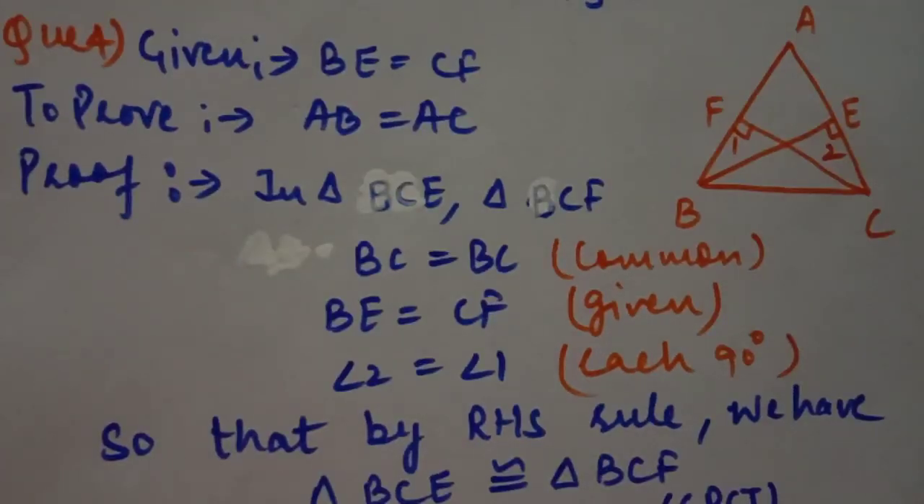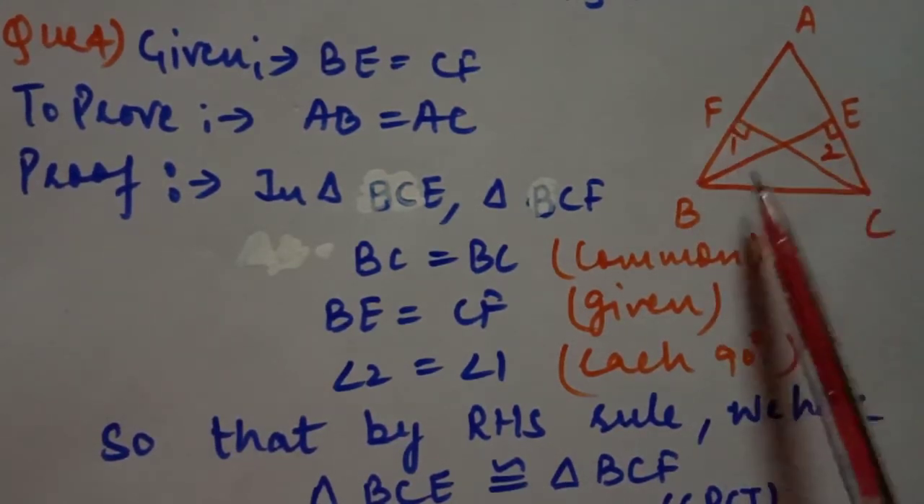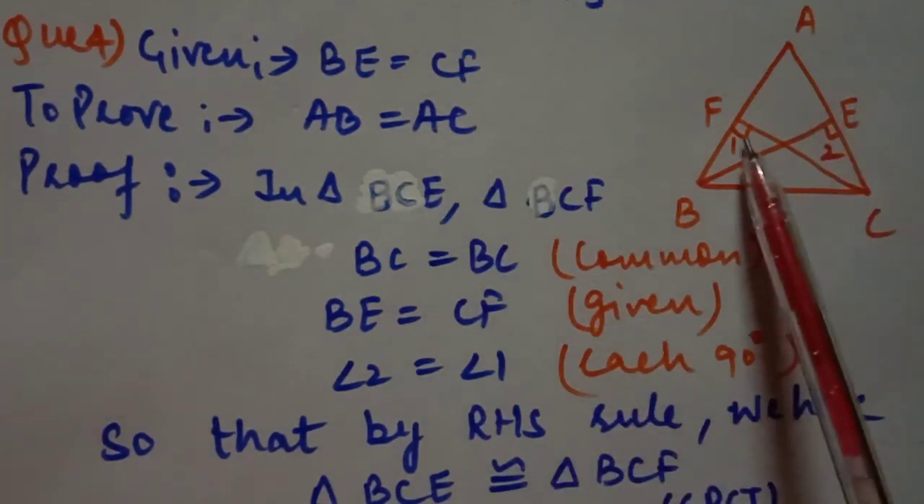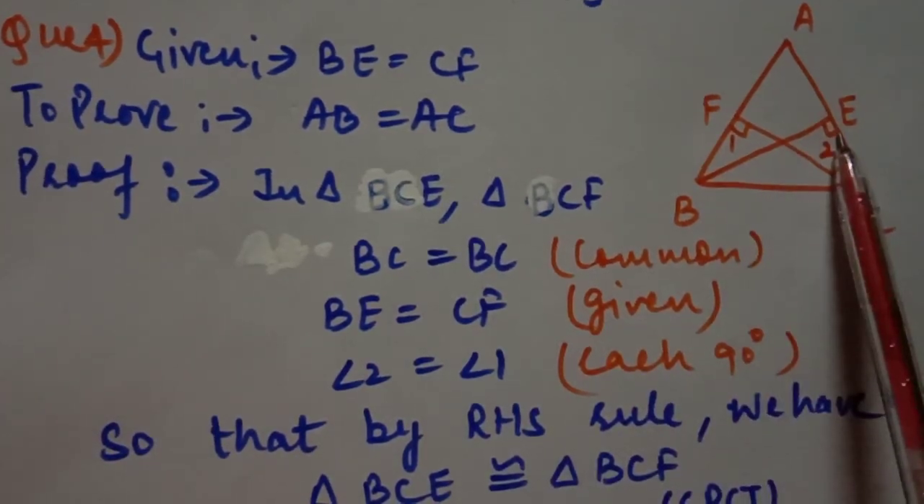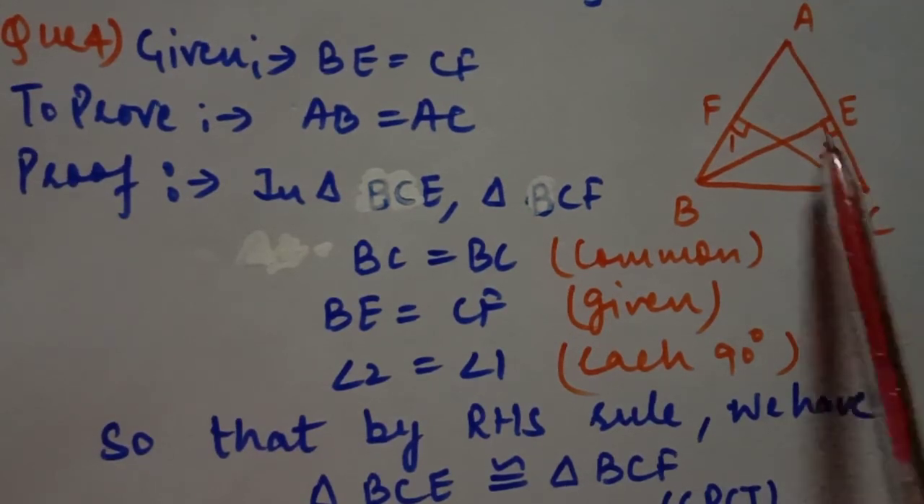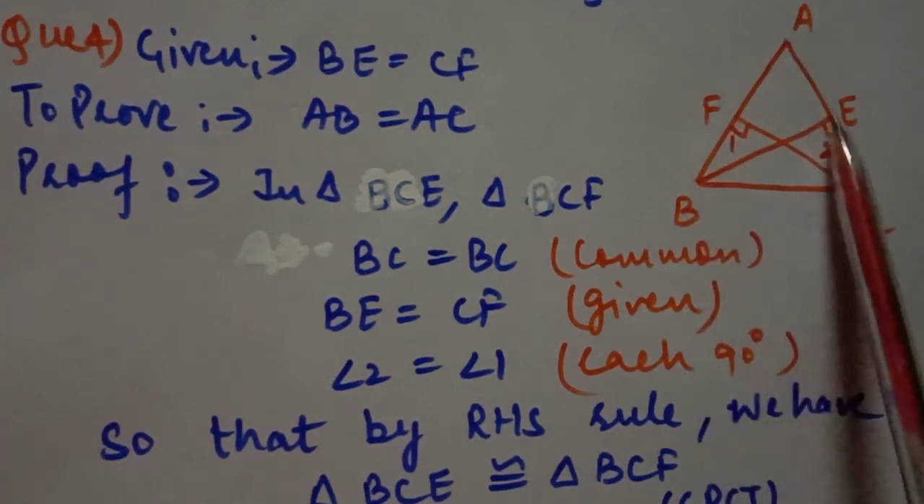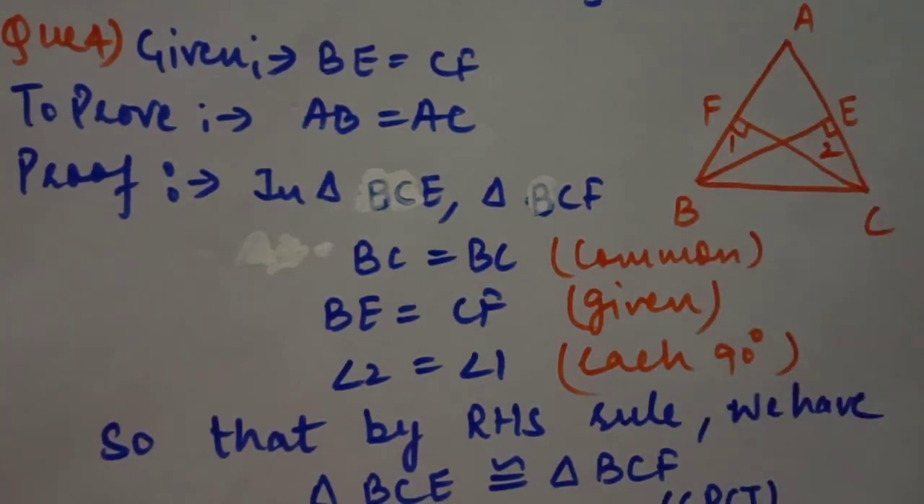Question number 4 is BE and CF are the two equal altitudes. It means they are equal to each other. It is already given. And altitude means 90 degree also. In a triangle ABC, using the RHS congruence rule, we have to prove that ABC is an isosceles triangle. It means we have to prove that AB is equal to AC. But in this question, we have one condition, that we have to do this question with RHS only.